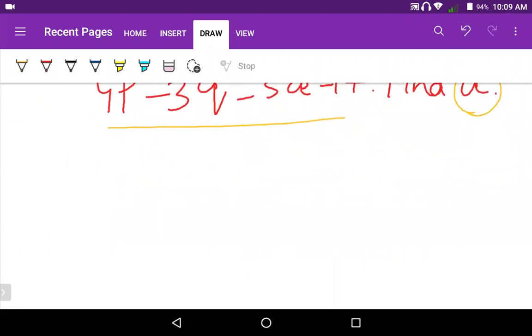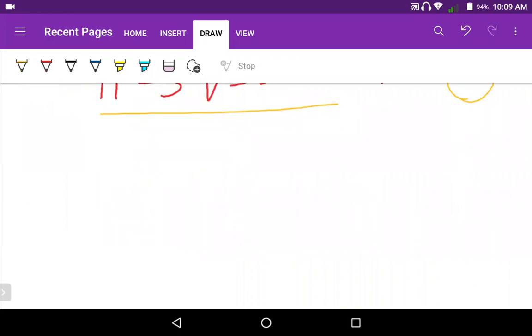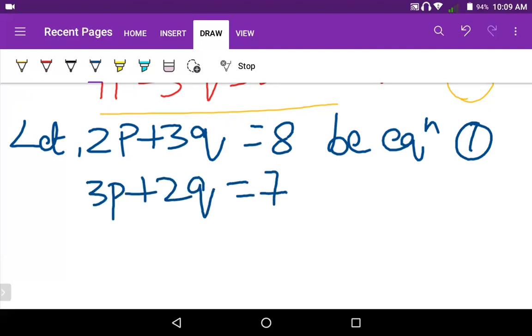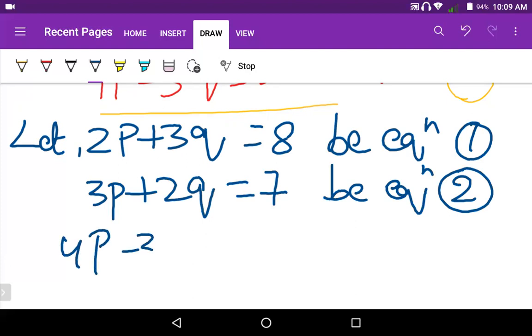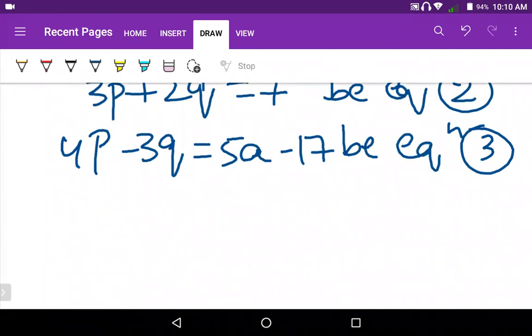First, solve the equations 2P plus 3Q is equal to 8 and 3P plus 2Q is equal to 7. If you solve these two equations, you will find the next equation. Okay, so first let us define equation 1: 2P plus 3Q is equal to 8. Then 3P plus 2Q is equal to 7 be equation 2. And the last one, 4P minus 3Q is equal to 5A minus 17, be equation 3. This is for our easy understanding. We are giving numbers to the equations.